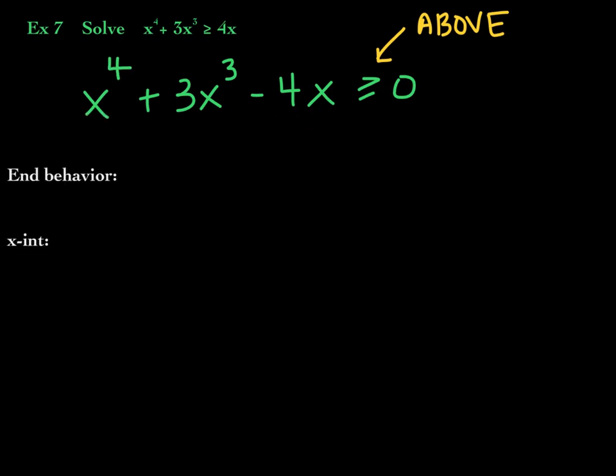Now notice that the degree is even, so the end behavior will match, both up or both down. The leading coefficient is positive, so they're both going to be going up. So the end behavior is like this.